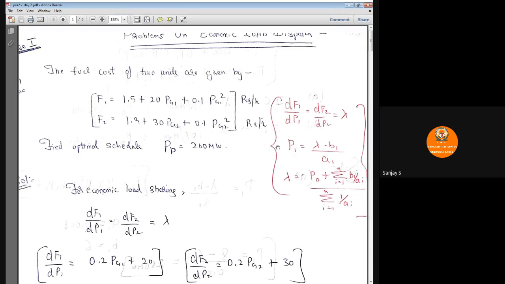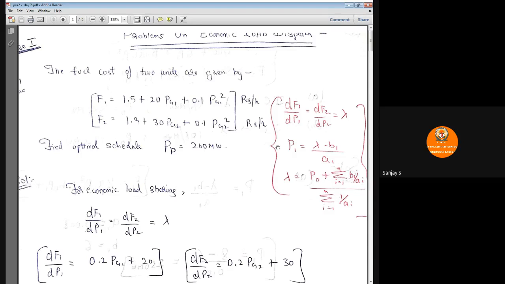This means there are 2 generating plants feeding a total load of 200, and these are the 2 equations available. You will have to find the optimal schedule. Optimal schedule means how optimally the load is being shared among the 2 units, which means they should operate at least operating cost. So for that purpose, we are going to use the coordination equation over here. The coordination equation always says the first derivatives of the cost with respect to power of all the plants are equal to lambda. We are using that definition here.